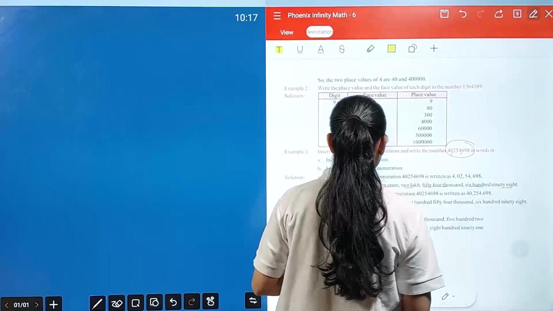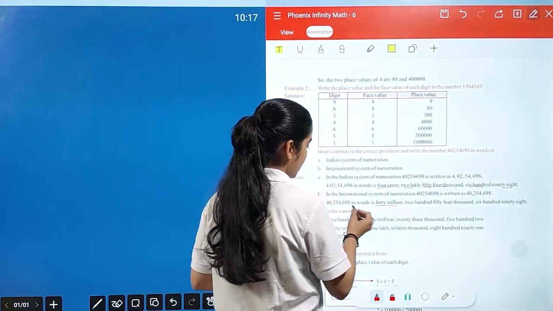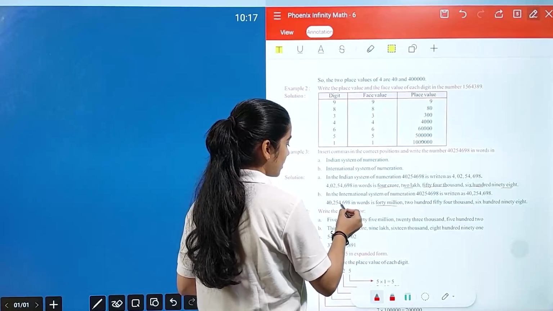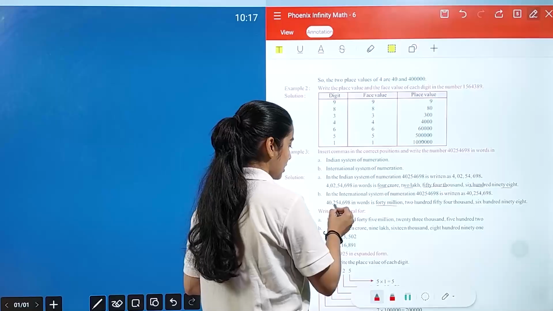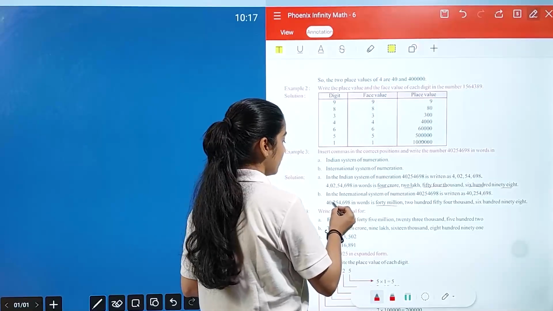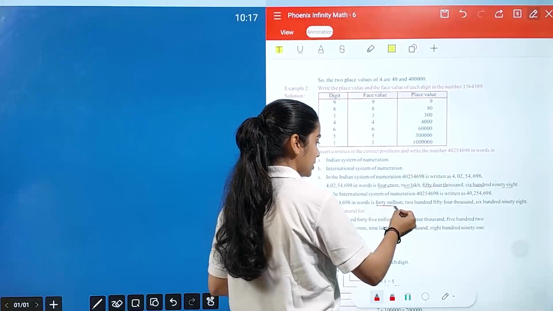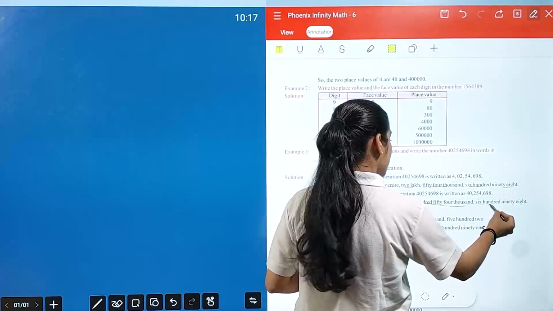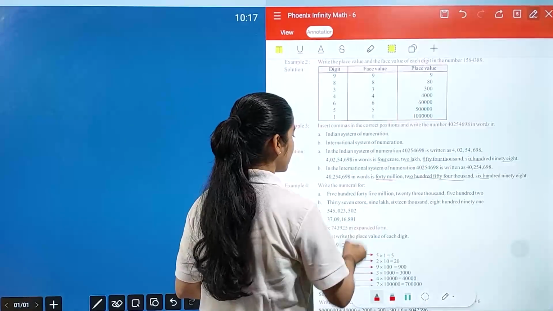Now in the international system of numeration, we have 40 million. Ones, tens, 100. After 100 we have 1,000, 10,000, 100,000, then 1 million, and then 4. So 40 million, 254,698 is your answer.